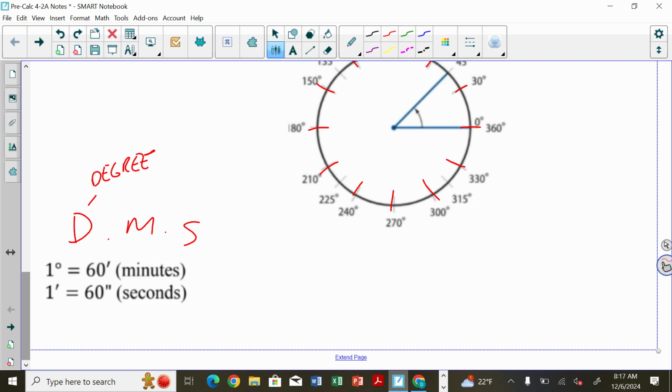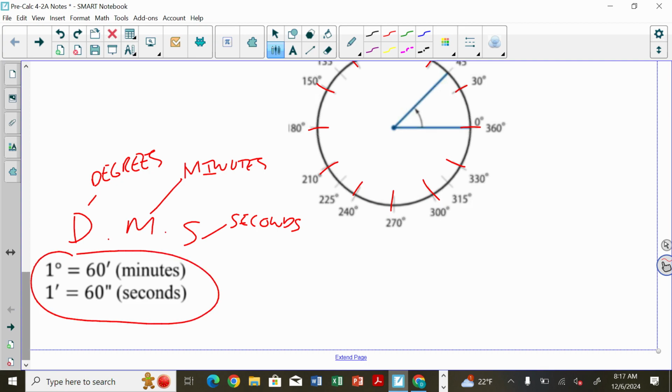So sometimes when we label things, we'll get to that in a second, but if we have to change these from decimals to minutes and seconds, we can do that. It's not the most important thing. It's pretty simple, but we'll keep this in mind: 1 degree equals 60 minutes, 1 minute equals 60 seconds, okay? 1 dash meaning minute, 2 apostrophes meaning seconds, okay?